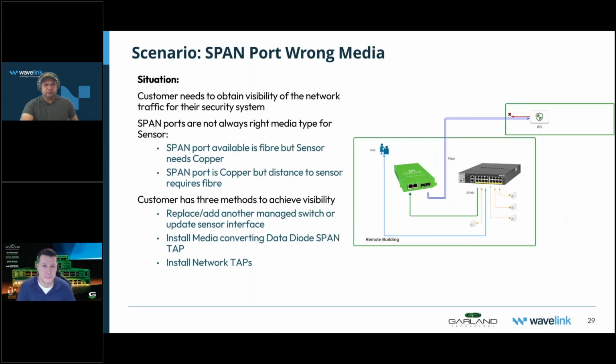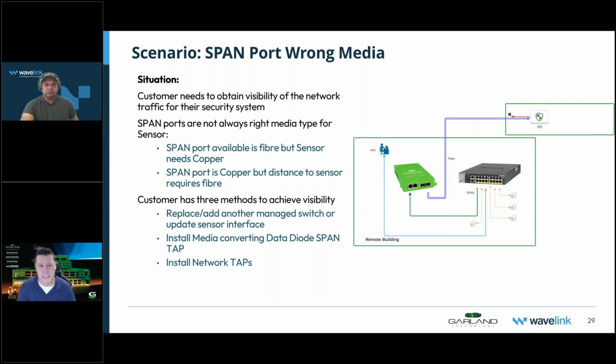Next slide, please, Rash. Excellent. Span port with wrong media. Customer wants to retain visibility of the network for their security system. Span port is not always the right media type for the sensor. So we do see this a lot, where a sensor might have certain requirements. They might have fiber inputs, they might have QSFP, they might have higher speed uplinks. By putting in a tap and a media converter, we can convert that to fiber. We can do aggregation, send it onto different security tools.